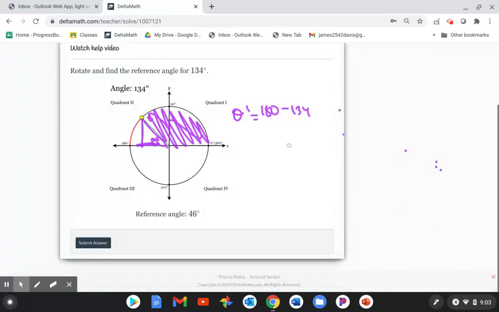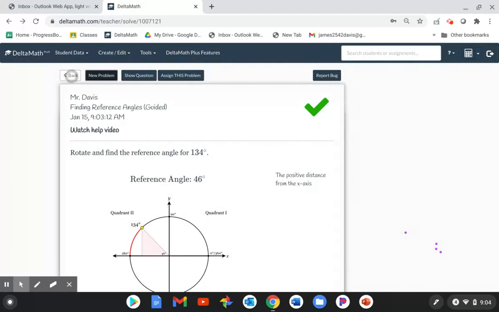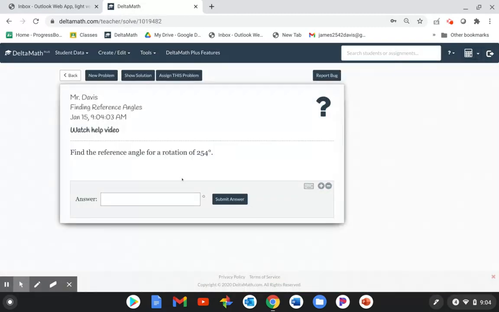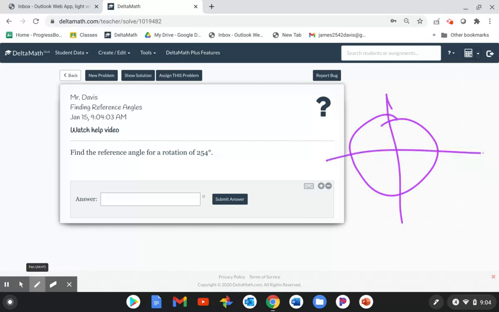All right. And the last one is just going to be the same thing, except it won't be guided. So we've got to find the reference angle. You might want to just draw a little circle for yourself. Think about what quadrant it's in. All right, 270 is down here, 180 is here. So 254 is going to be somewhere down here, right? It's in the third quadrant. So in the third quadrant, we do the angle minus 180. So it's 254 minus 180. The reference angle is, if we draw here, this would be theta prime there. So 254 minus 180, which would be 74.